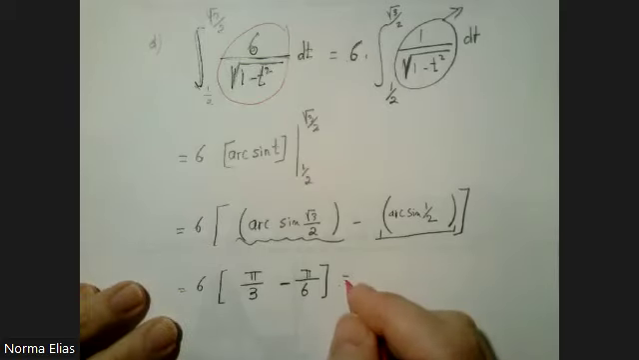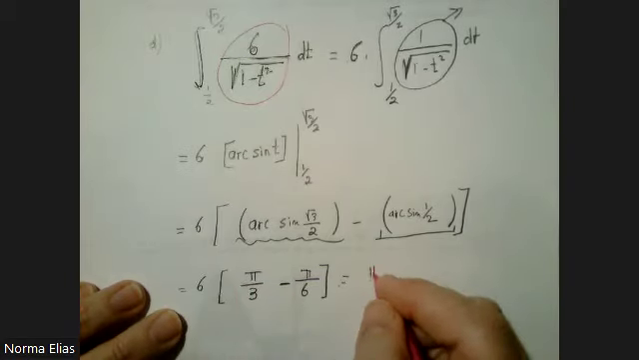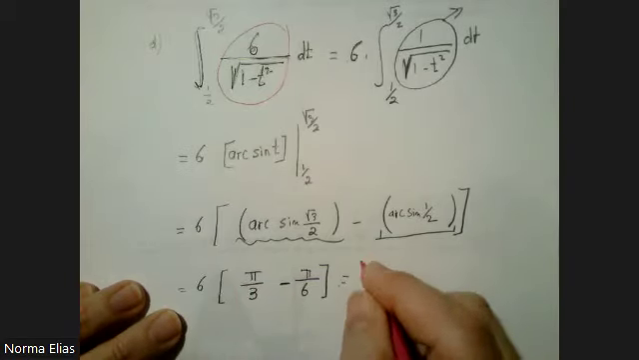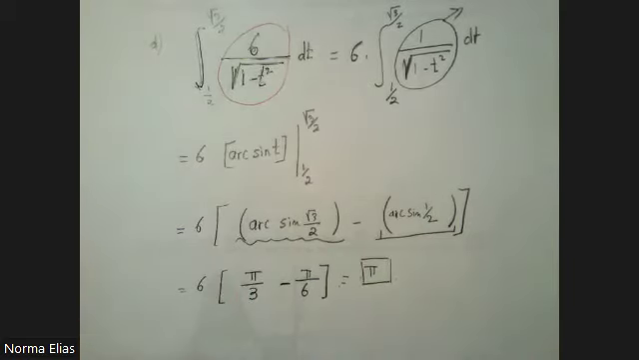And then finally, I will multiply this by 6. I will have 2 pi minus pi. So I'm going to end up with pi. Right? I'll end up with pi. Okay. Very good.